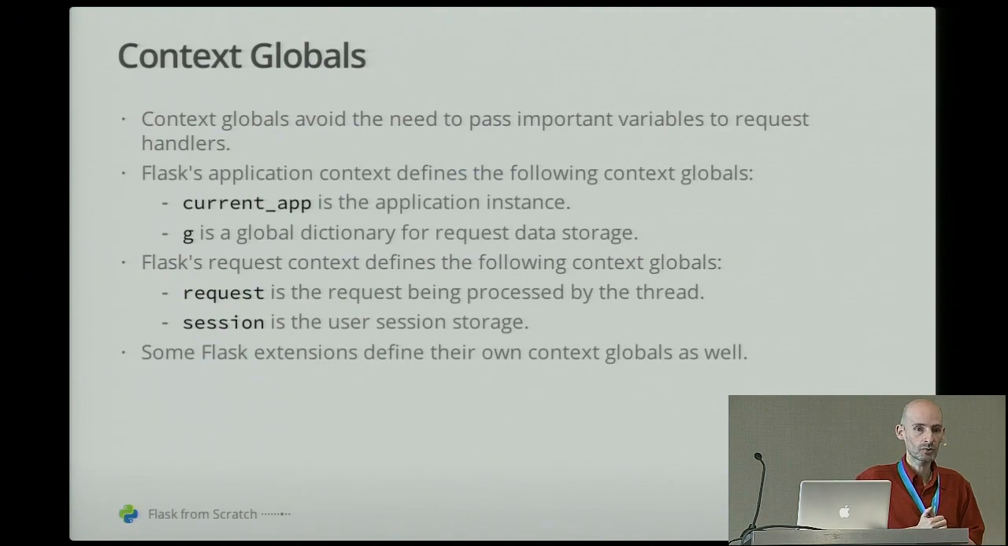g is a global dictionary of data that you can use, and we're going to see an example of how this is used later. You can use it during the life of a request, and then it goes away, and when the next request comes, you get a brand new one. You can use it to pass variables between different components.